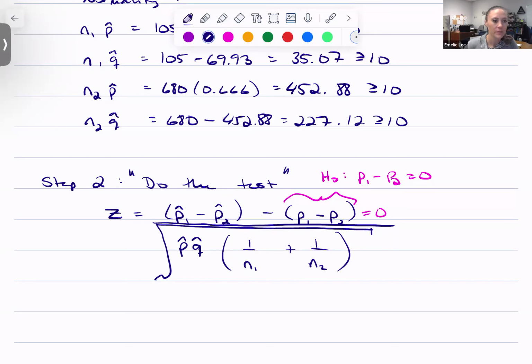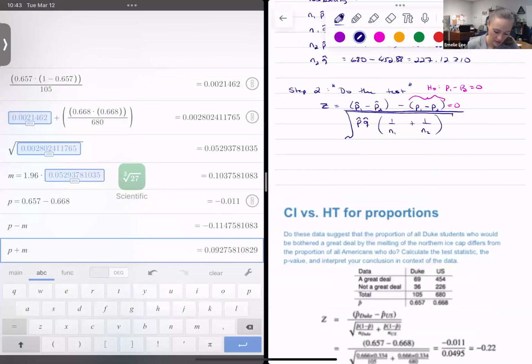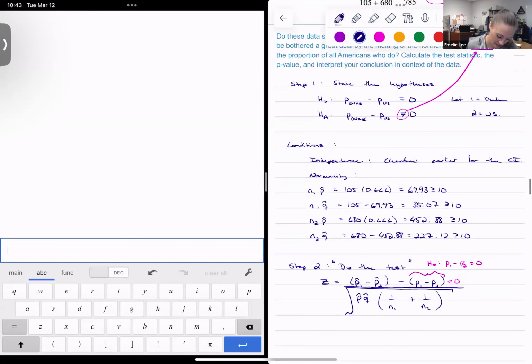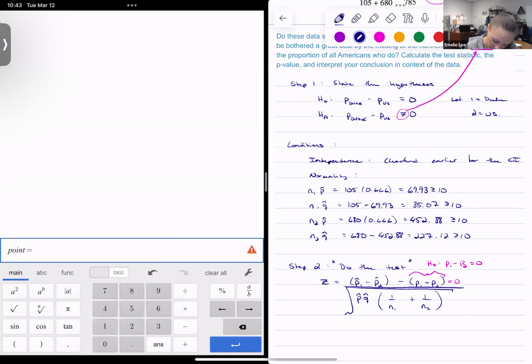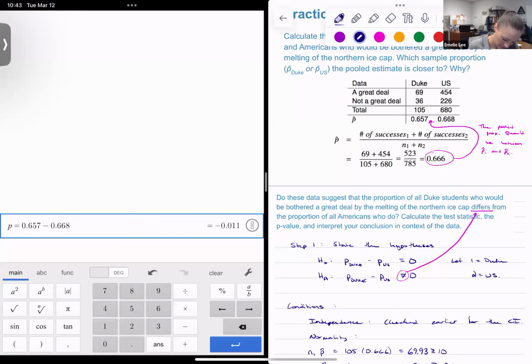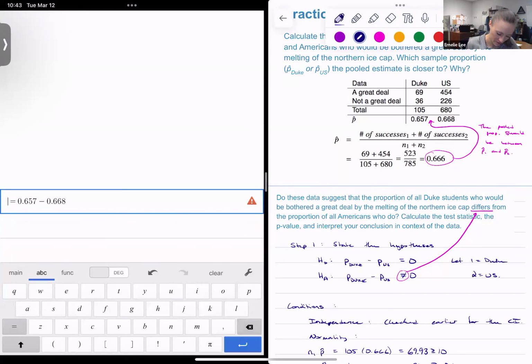All right. Let's see here. I am going to use Desmos again, clear all. And I have P1 hat. So the point estimate is equal to P1 hat, which is 0.657 minus 0.668. Oh, it doesn't like the point. How about I use E for the estimate? Oh, it doesn't like E because it's a special number. Okay, P.